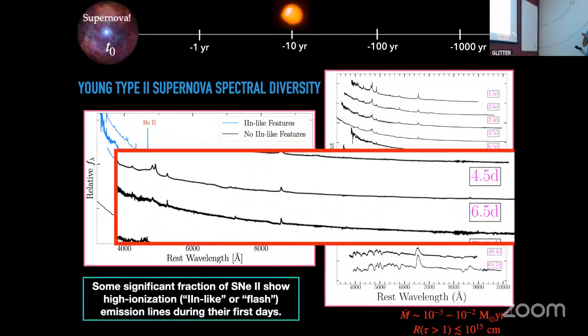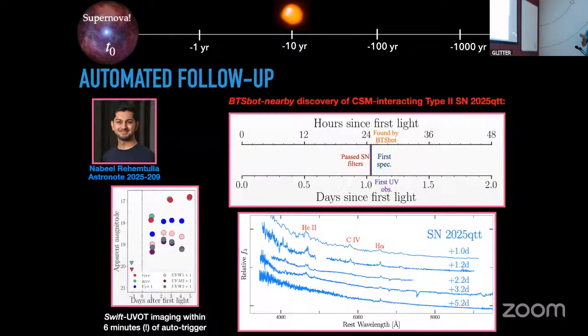So yeah, I showed this transition. This is extremely time sensitive, as you may have noticed. We need to get on target within a day. So I need to be at least awake to trigger my observation. If ZTF detects it in the night and I wait till the morning, I may not get a spectrum for 24 hours, 48 hours. So within ZTF, and with the amazing work by Nabil Rahimtullah, who's a grad student at Northwestern, we've started to automate this process: fully automated triggering of spectra and even UV imaging with Swift.